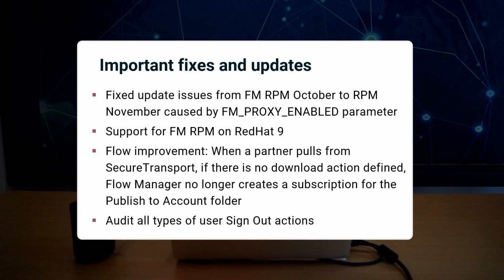For flow improvement, when a partner pulls from Secure Transport, if there is no download action defined, Flow Manager no longer creates a subscription for the Publish to Account folder. Also, we now audit all types of user sign-out actions, whether the user manually signs out or when the session expires. These are the most important fixes that were addressed in this release. You can find a complete list of fixes and product enhancements in the release notes that can be found in the description below.